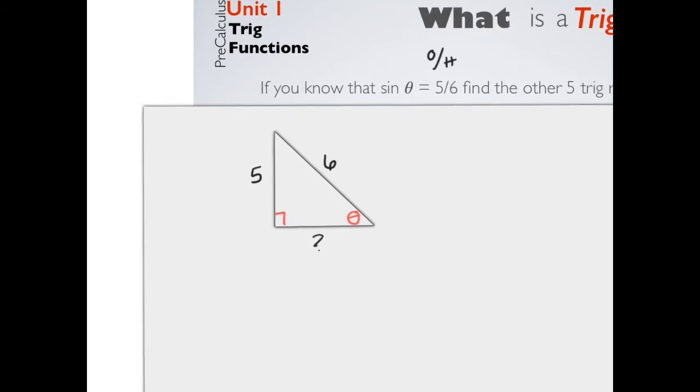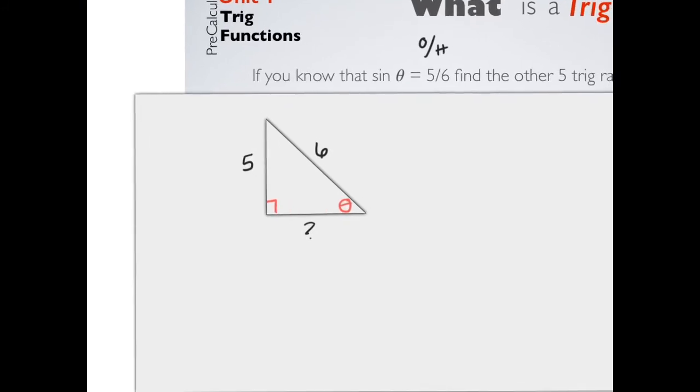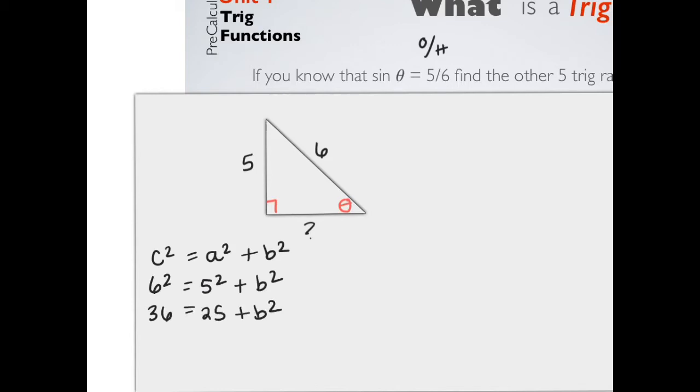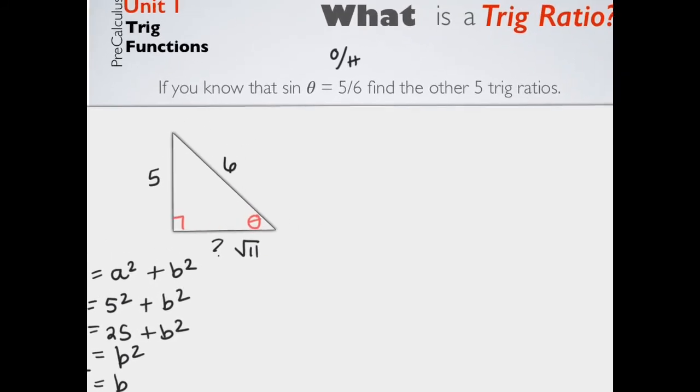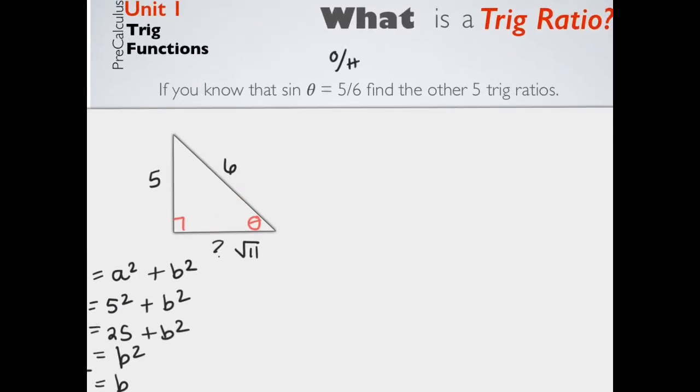So I'm going to shift this over to the side a little bit so I can have a little bit of space. So Pythagorean theorem is c squared is equal to a squared plus b squared. My c is 6. A and B are interchangeable, so I'm going to say that's A. So I have 36 is equal to 25 plus B squared. So when I subtract the 25, solving for B, I get the square root of 11 is the missing side.